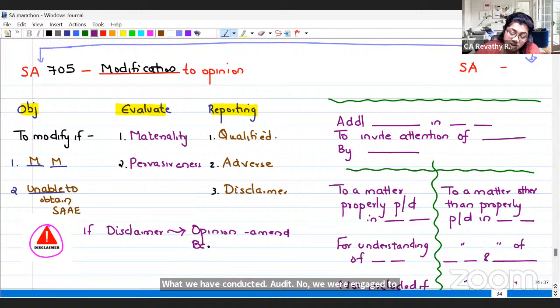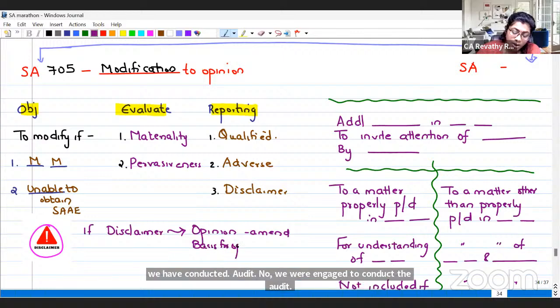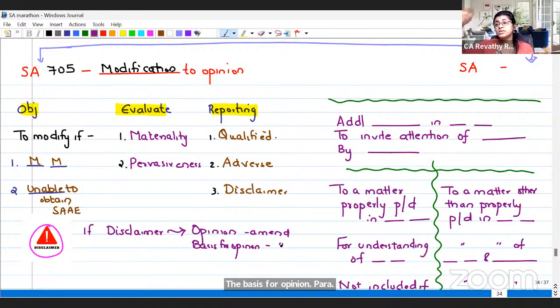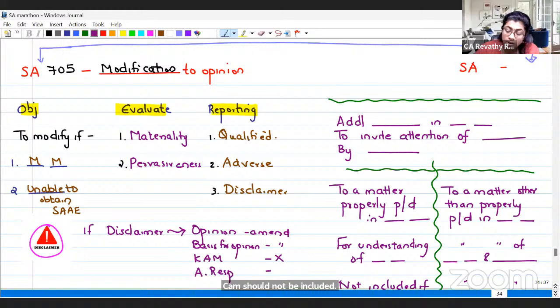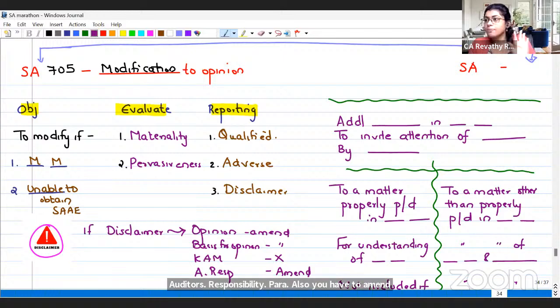Then, the basis for opinion paragraph won't have the sentence, "we believe we obtained sufficient and appropriate evidence." "Can" should not be included. The auditor's responsibility paragraph also you have to amend. Why? We obtain reasonable assurance, you can't say.